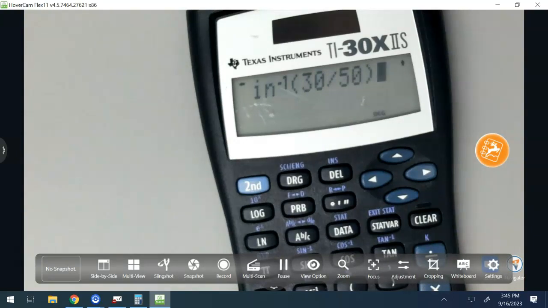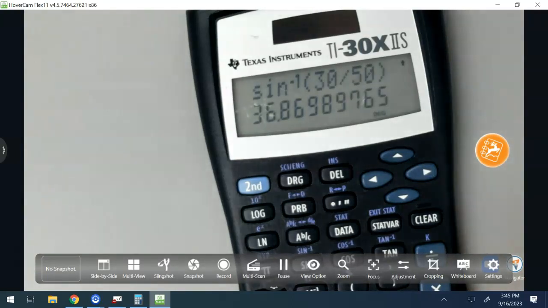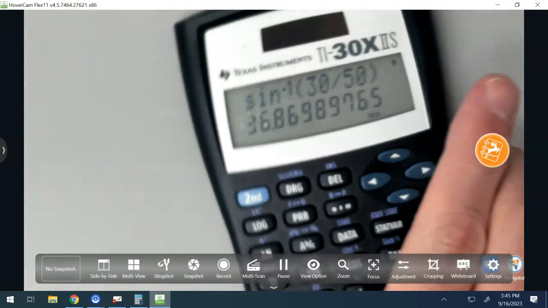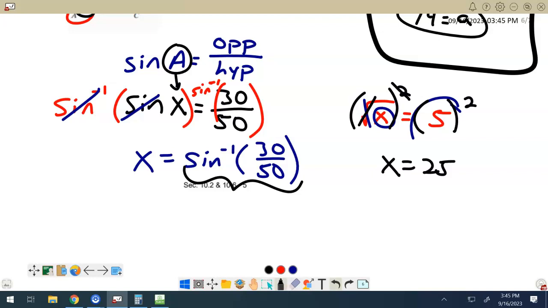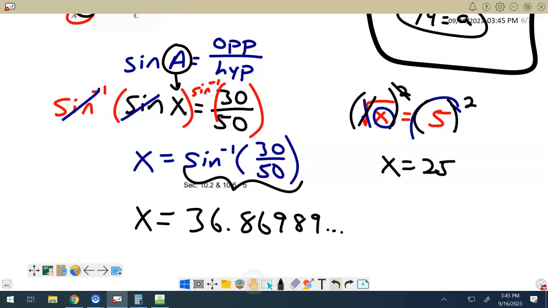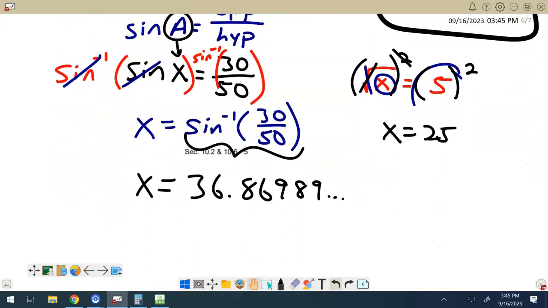You just plug it into your calculator, and we hit enter, and that gives us our angle, which is 36.86989, and it goes on from there. So from our calculator, we get x equals 36.86989, and again, it goes on from there. The directions said to round to the nearest whole degree.